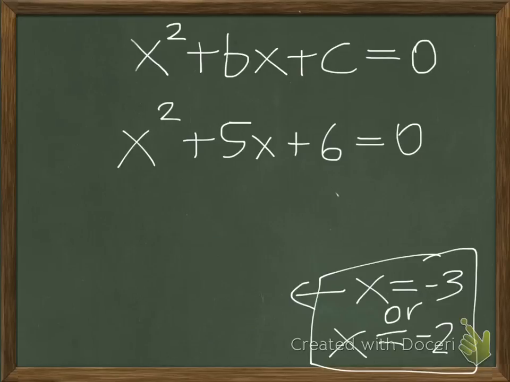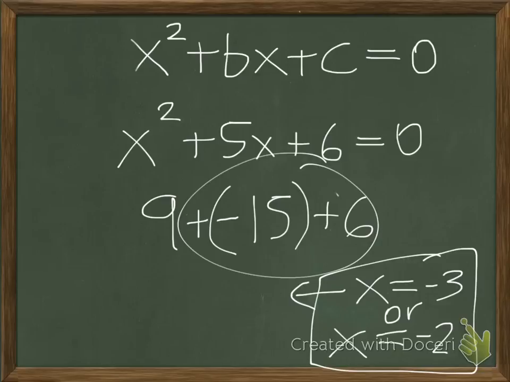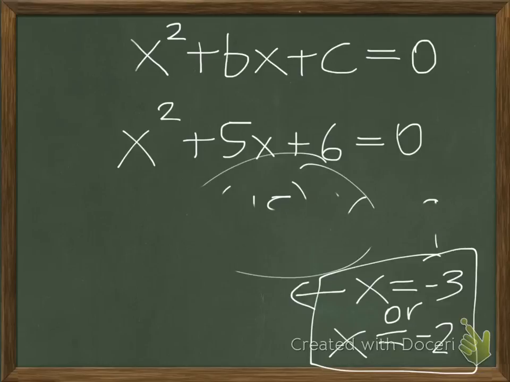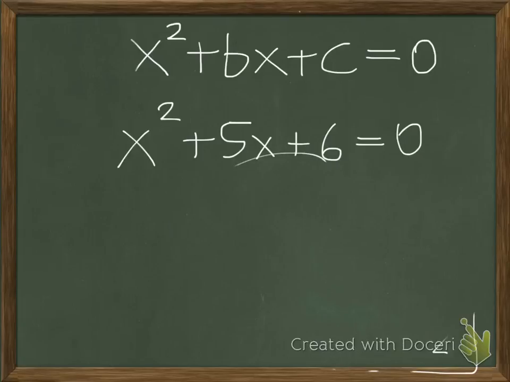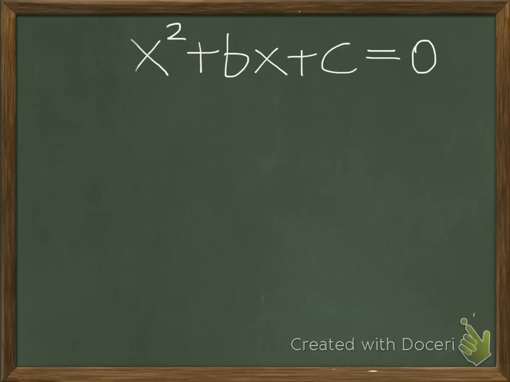So let's test negative 3. Negative 3 squared is 9 plus 5 times negative 3 is negative 15 plus 6. This is negative 9. So 9 plus negative 9 does indeed equal 0. So that solution works. Negative 2 also works. Negative 2 squared is 4 plus 5 times negative 2, which is negative 10, plus 6, that equals 0. So that's how you solve quadratics by factoring. And let me do a few more examples.